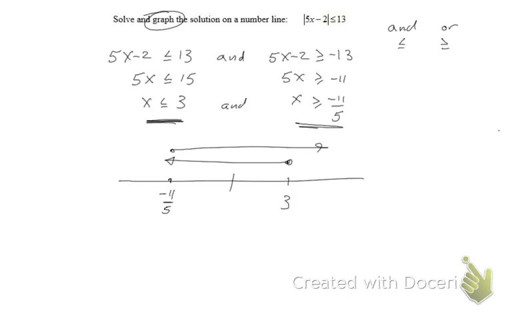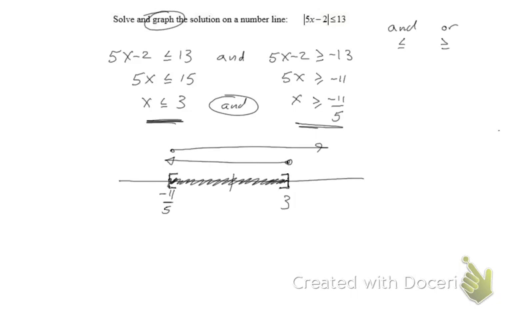And then I need, because of the connector and, to figure out where these two things overlap. They overlap between negative 11 fifths and 3. So my graph is going to be shaded between those two regions. And to show that I include the endpoints, I'll use a square bracket.